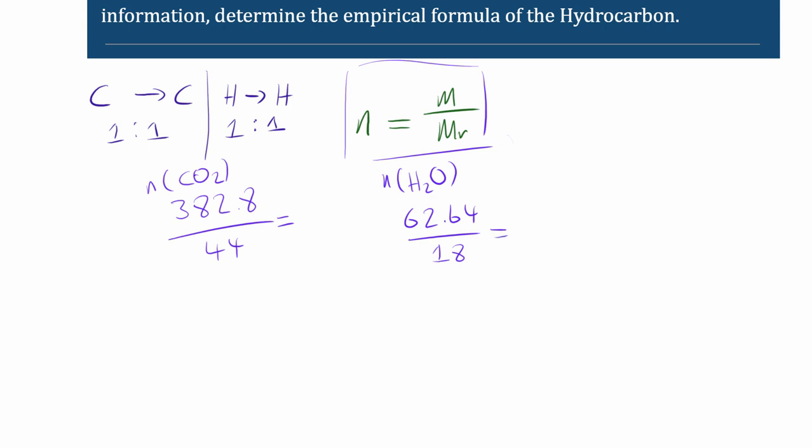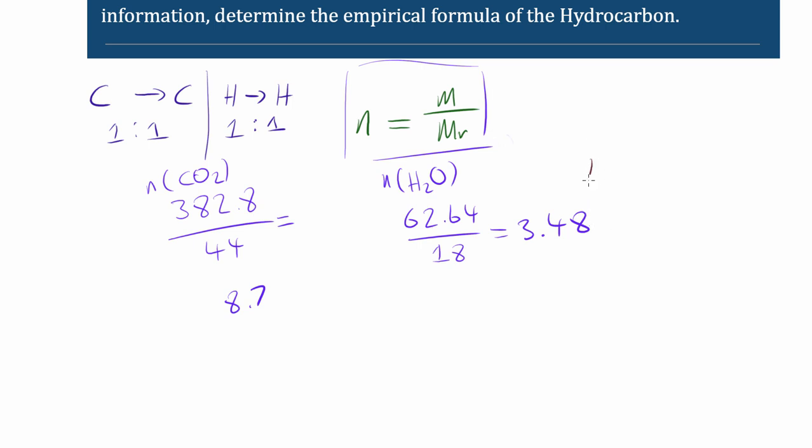At this stage, I would invite you to have a go and figure out what these are. If you do that, what you should find is that 382.8 divided by 44 gives 8.7, and 62.64 divided by 18 gives 3.48.